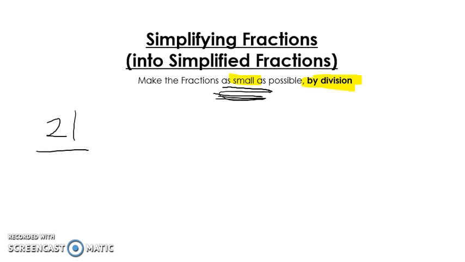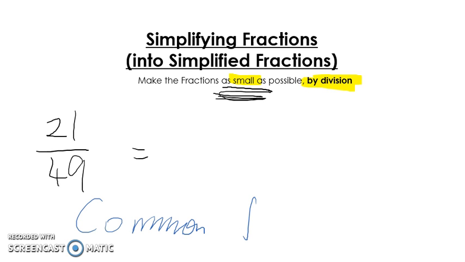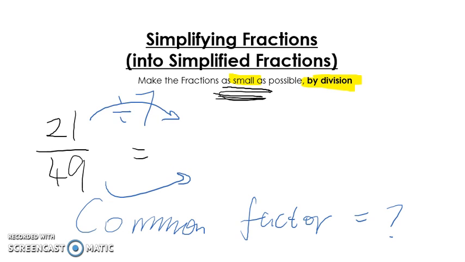How do we do 21 over 49? What do we call the common factor that goes into both 21 and 49? We can divide both of them by 7, and that will give us 3 over 7. Can we go any simpler? No. So that is our answer.